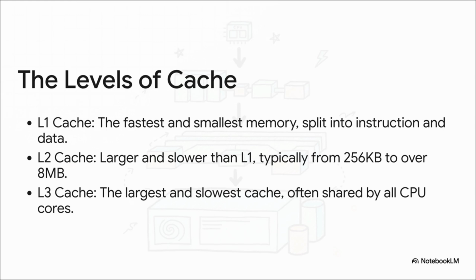You've got L1 cache, which is the tiniest and the fastest. It's often even split into one part for instructions and another for data. Then you have L2, which is a little bigger and a tad slower. And finally, there's L3. It's a much larger, shared pool of data that's still just incredibly fast compared to the alternative of fetching something all the way from RAM.